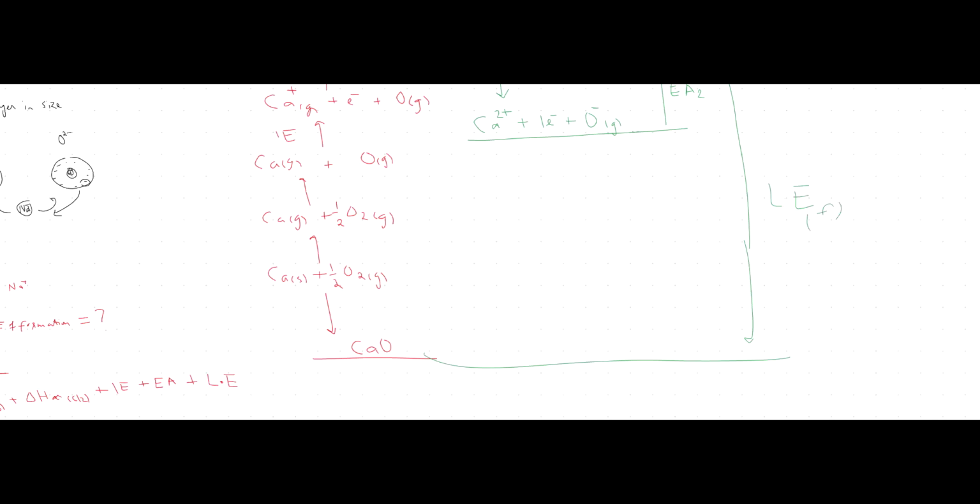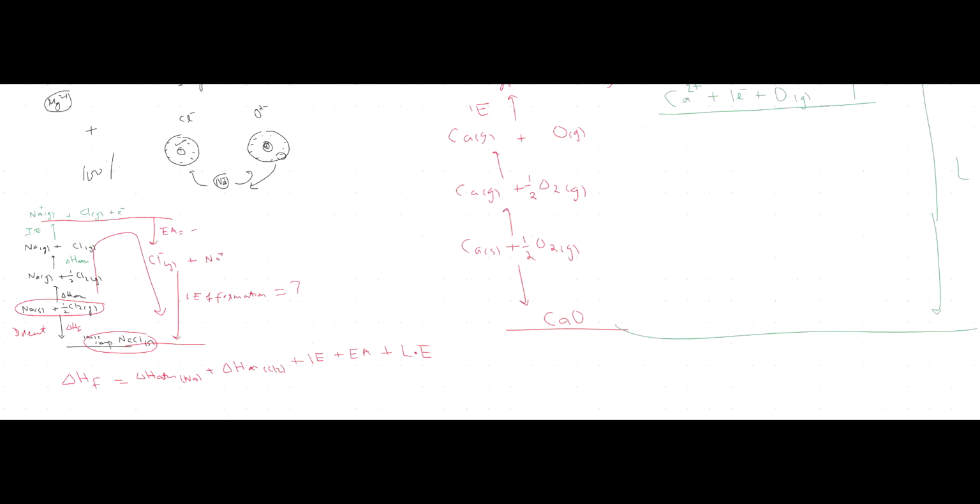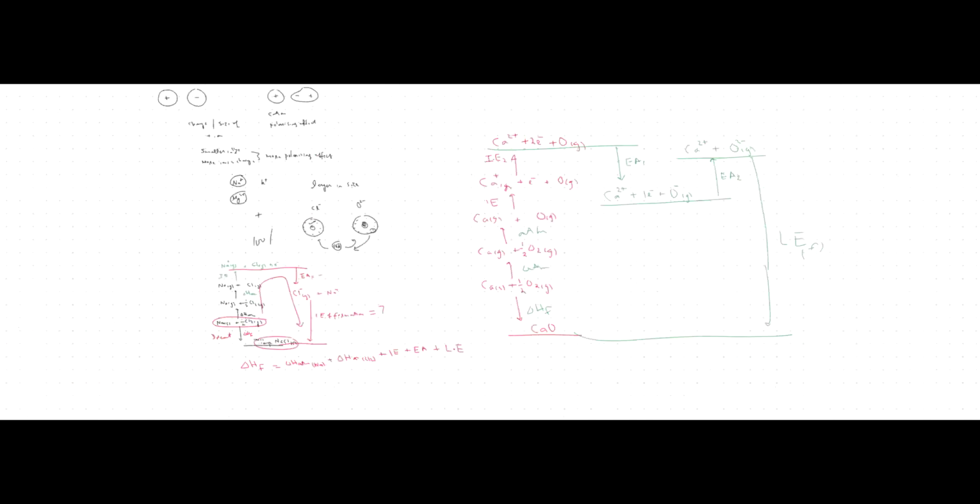Here, this one was enthalpy of formation, atomization of calcium, atomization of oxygen, and then the ionization. That's how we draw the Born-Haber cycle.